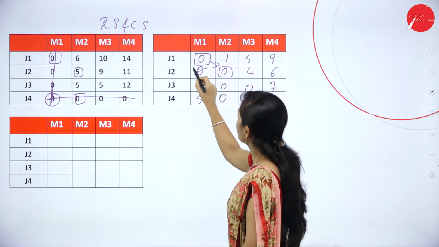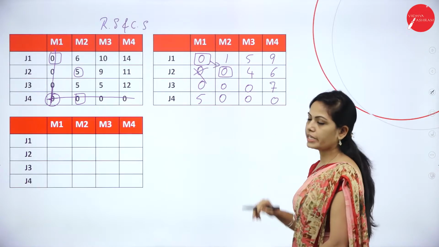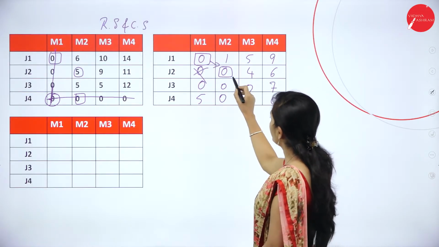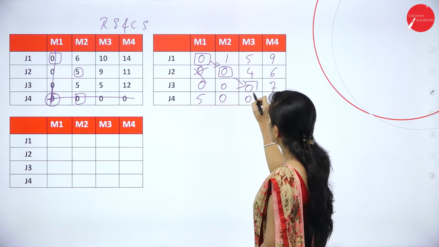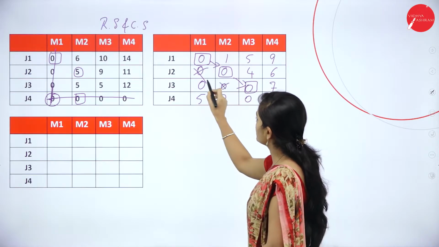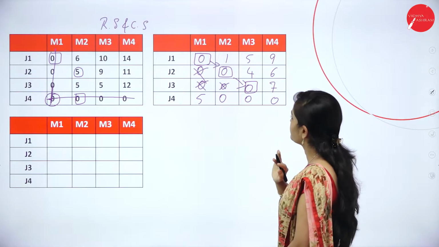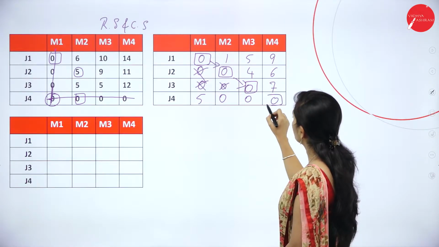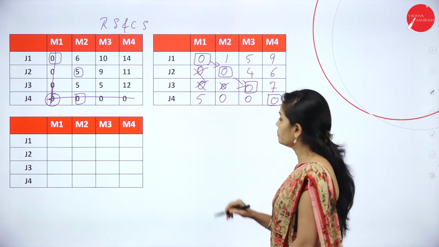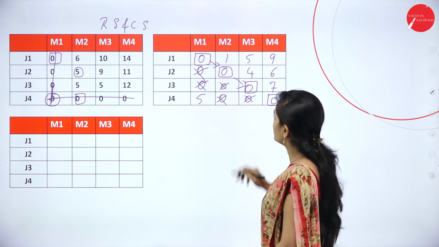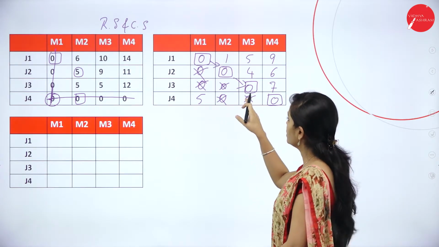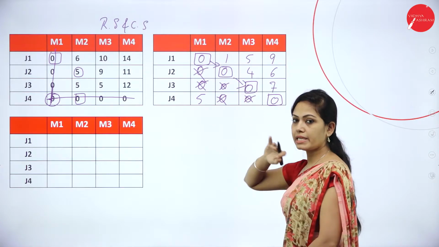And you can cancel this 0. And the next diagonal selection is this 0. You can cancel these 2 zeros. And in the fourth column and the fourth row, I got this 0. You can cancel the other zeros. So here all the row scanning has been completed.